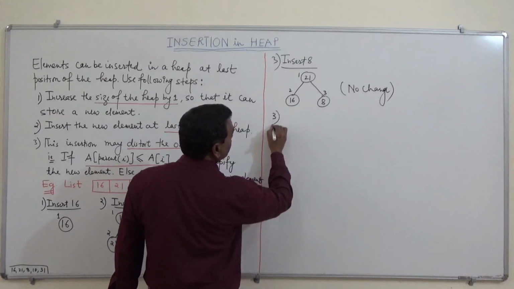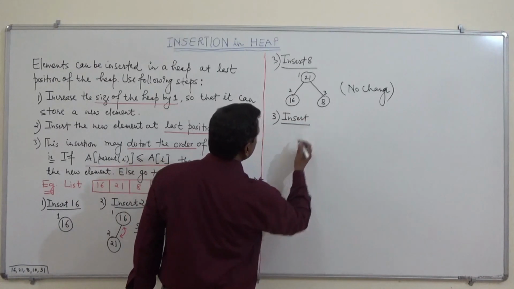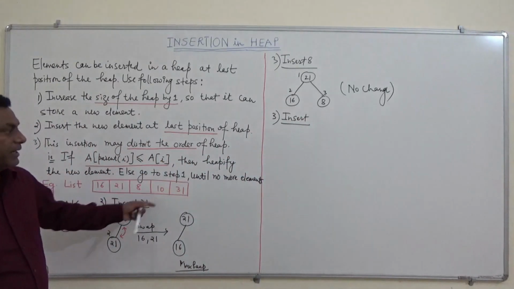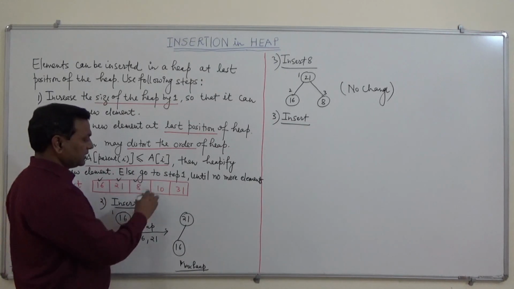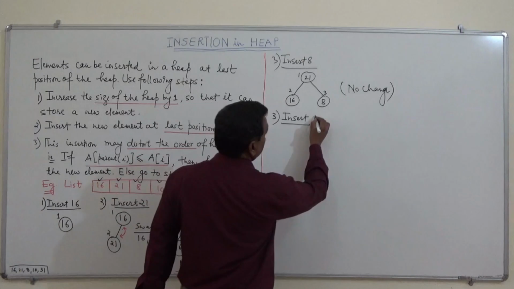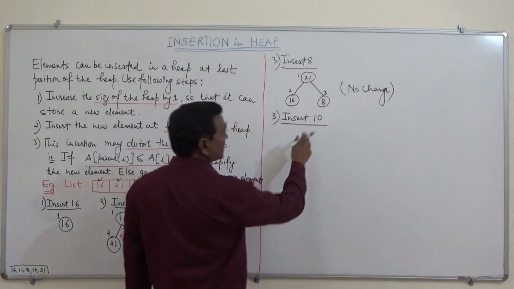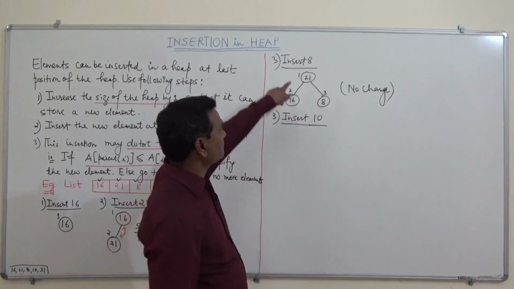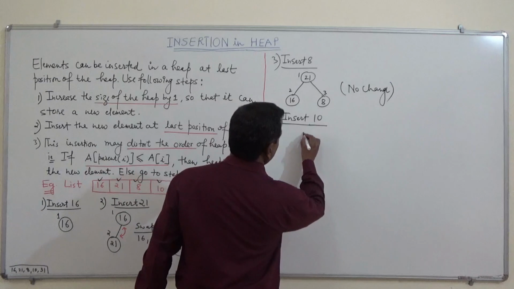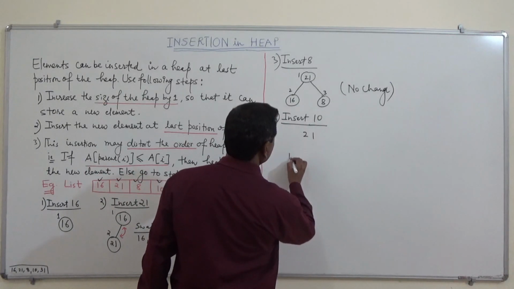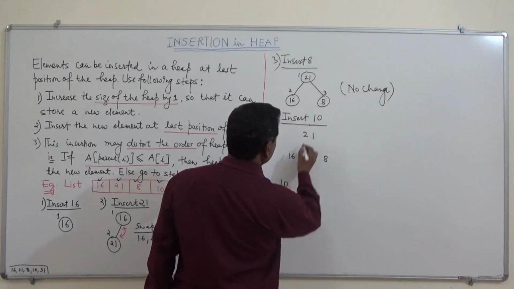Now we'll insert 10. 16, 21, 8 has been inserted. Now insert 10. So this 10 will come at the fourth position. This is first, second, third and fourth: 21, 16, 8 and 10.